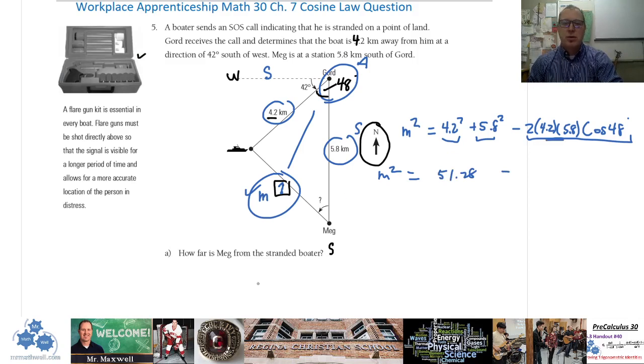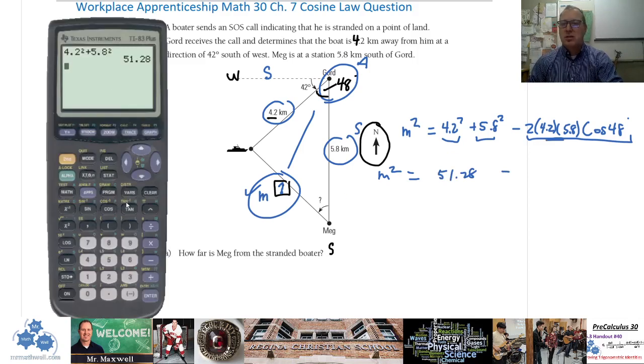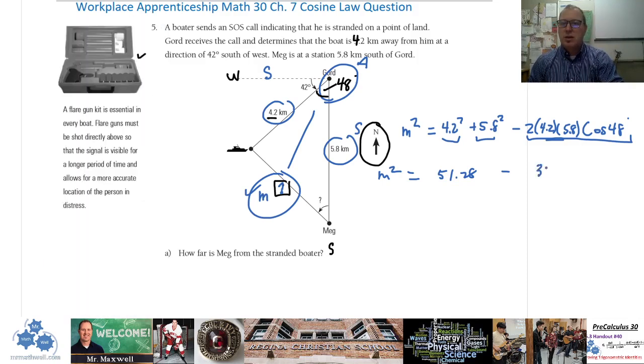Then I'm going to evaluate this part here. I'm just going to separate it so I don't put too many keystrokes in there and make too many mistakes. So I'm going to go 2 times 4.2 times 5.8 times cos of 48. I have to check to make sure I'm in degrees here, because radians is not going to work. Your calculator should be in degrees. The default for this one is radians. I have to change it every time I fire it up. So let's see, 32.6.